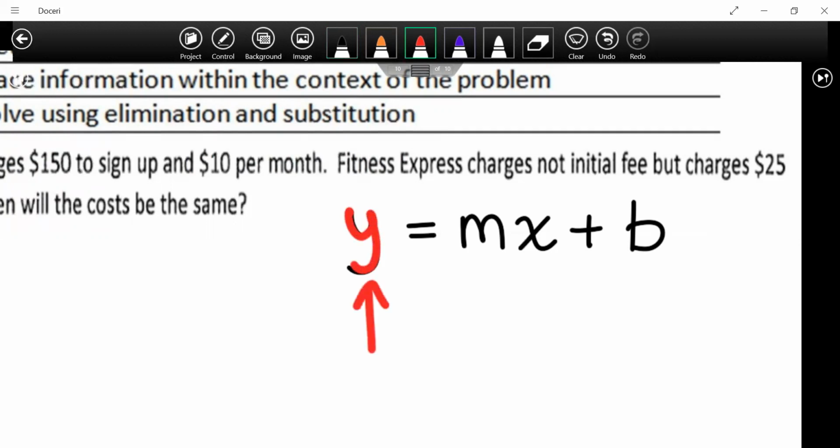Our y here, we're considering this the total cost, or total. How much you're going to pay at the end of it. If you have a gym membership, you do this. If you have a cell phone bill, you do this. A car payment, you're going to do this.